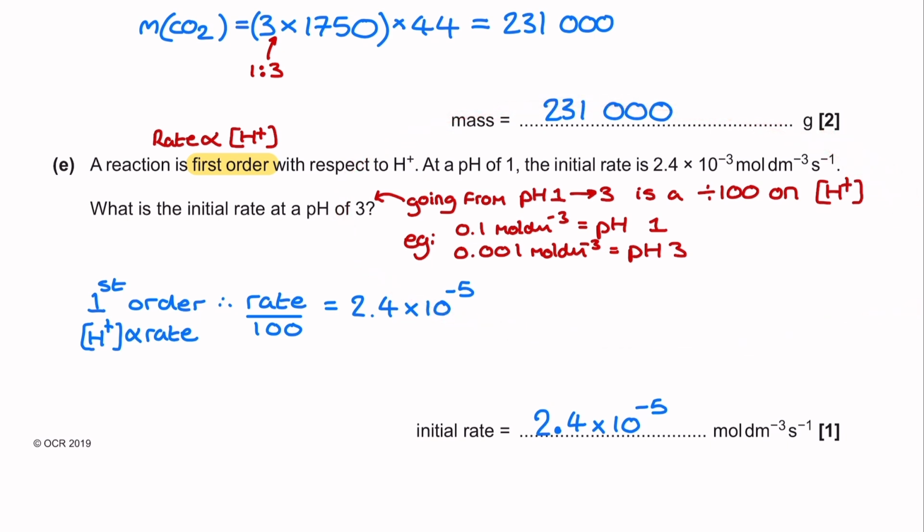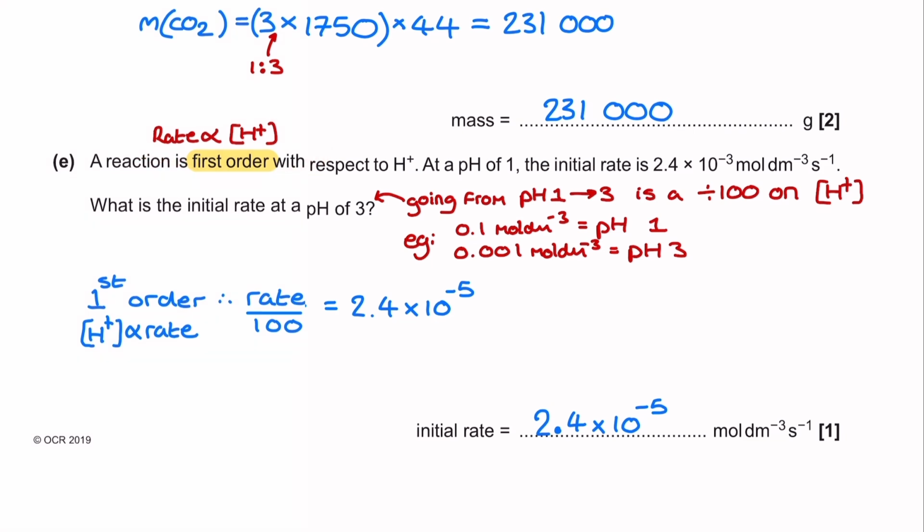Going from a pH of 1 to 3 is a divide by 100 on the concentration of the hydrogen ion. You can actually run this through yourself if you have a quick look at these. 0.1 mole per decimeter cubed H plus has a pH of 1, and 0.001 mole per decimeter cubed H plus has a pH of 3. So if the concentration of H plus has divided by 100, then the rate will have divided by 100 as well. And that takes me to my answer of 2.4 times 10 to the power of negative 5. And remember, that directly proportional change is because we're told it's first order.